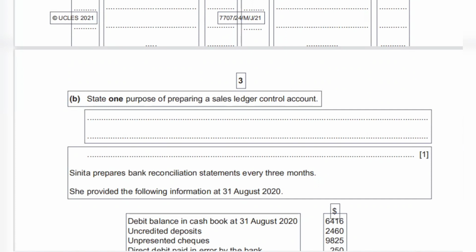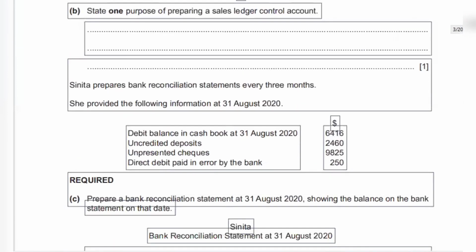And it proves the arithmetic accuracy of the sales ledger. It assists in locating errors. It provides a summary of transactions relating to trade receivables. It enables a statement of financial position to be prepared quickly. So any one advantage or purpose could be written over here.